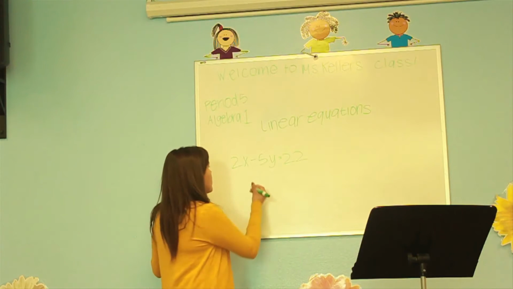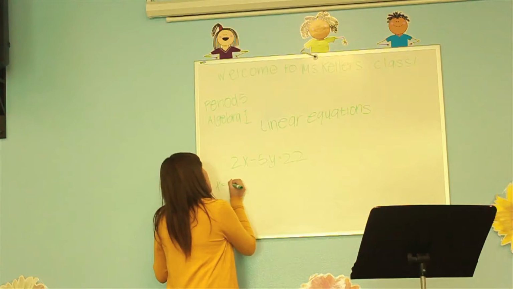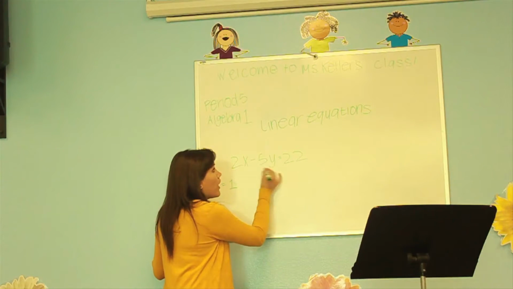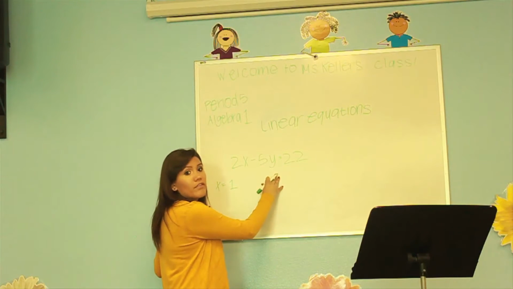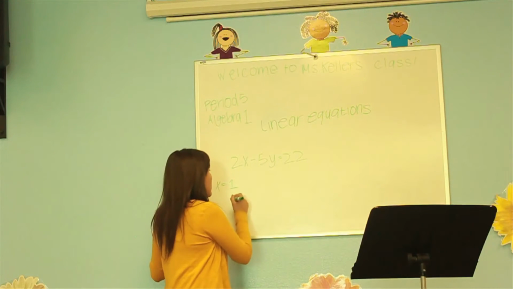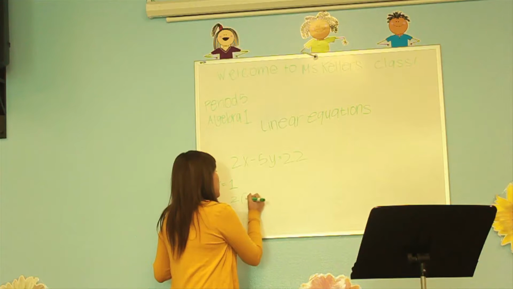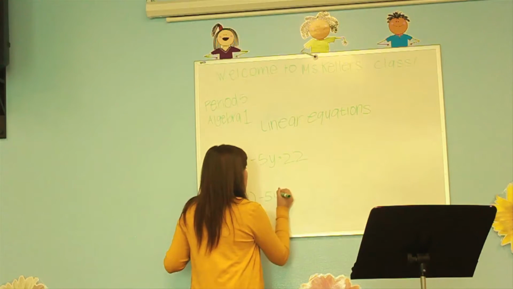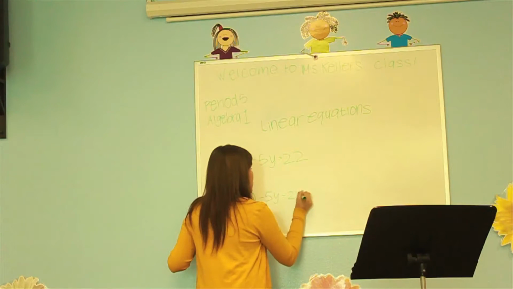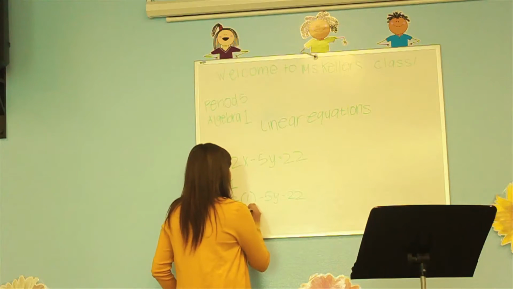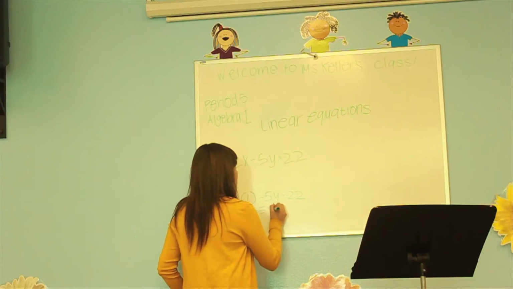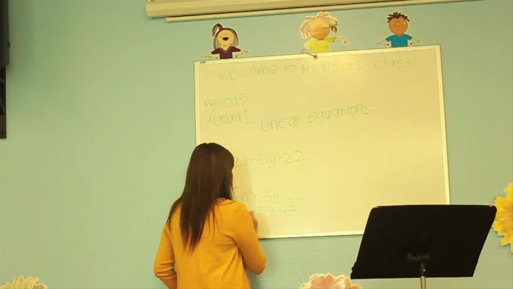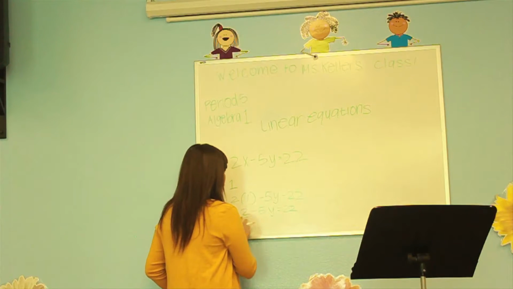So say I wanted to plug in, say I say x equals 1, right? Then that way you can find y. You kind of isolate it, so the only thing you have to find in this problem is the y. So 2 times x, which in this case is 1, minus 5y equals 22. And then 2 minus 5y equals 22. Then subtract the 2.